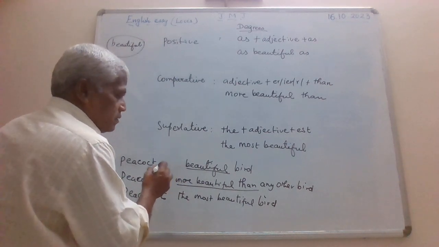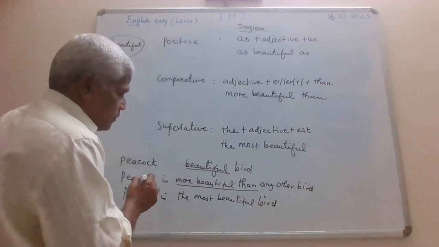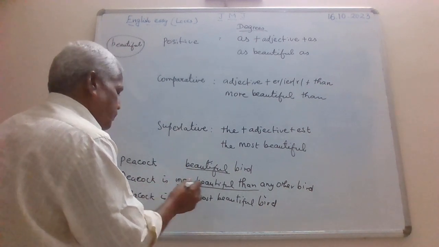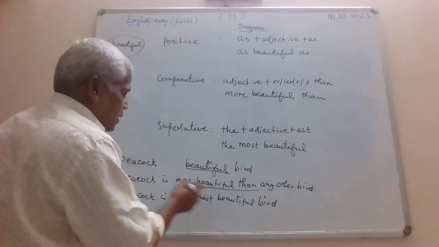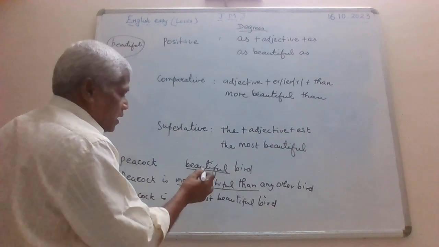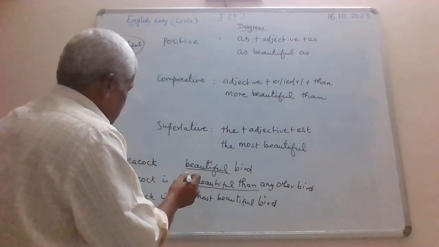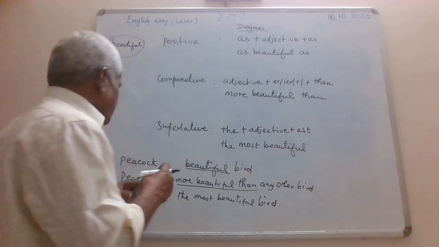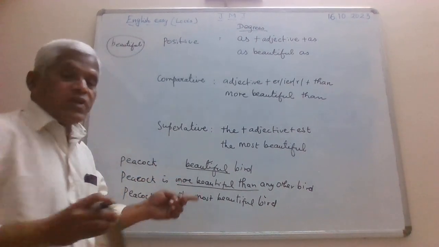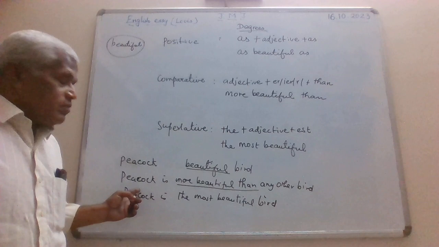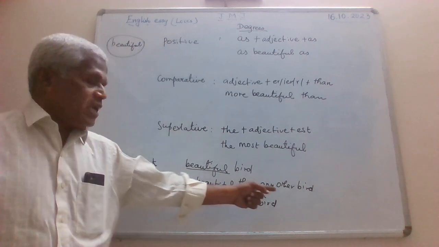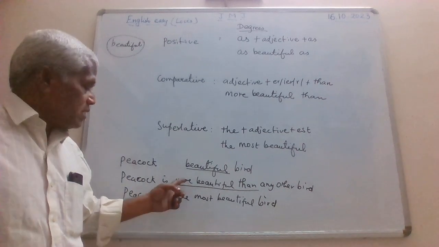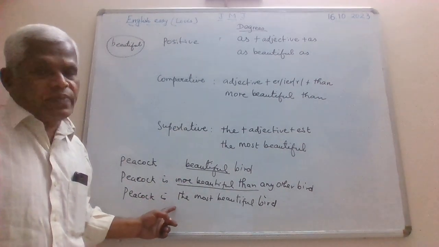Peacock is... Let me write here. Peacock is beautiful, that is the positive degree. Peacock is more beautiful than any other bird, and peacock is the most beautiful bird. This is comparative, and this is superlative.